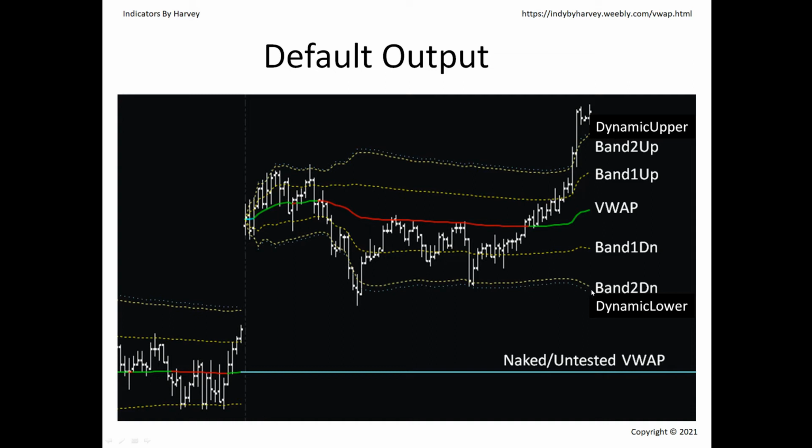Those are all controlled whether you want to display them or not, what type of formula, how the deviations work, and we'll talk about the dynamic bands in a future slide, but that is a generated band based on the historical performance of the product over time. In addition, the naked or untested VWAP is displayed, and that is simply the VWAP of previous sessions where price has not yet tested.